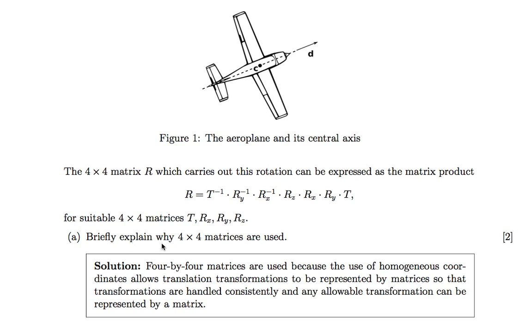Question asks, why are 4 by 4 matrices used? Well, quite simply, if we use homogeneous coordinates for positions at points, then we can apply translation. Okay, so rotation and scaling do not require homogeneous coordinates, but translation does. So that's why we use 4 by 4 matrices.